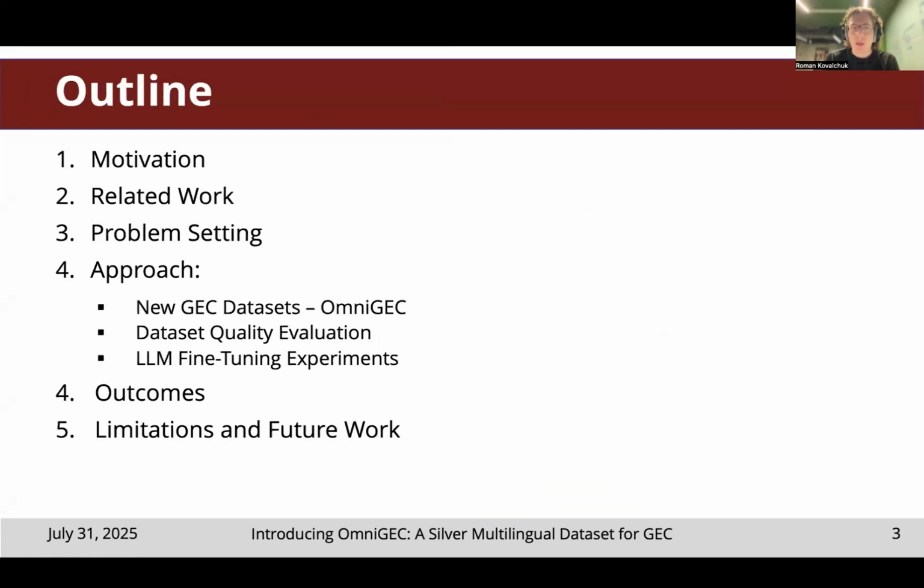Speaking about the outline, we're going to start from motivation, related work, and problem settings, and we are going to discuss the approach, being introducing new GEC datasets, which we call OmniGEC, dataset quality evaluation, both manual and automated, and LLM fine-tuning experiments. Then we are going to discuss outcomes, limitations, and future work.